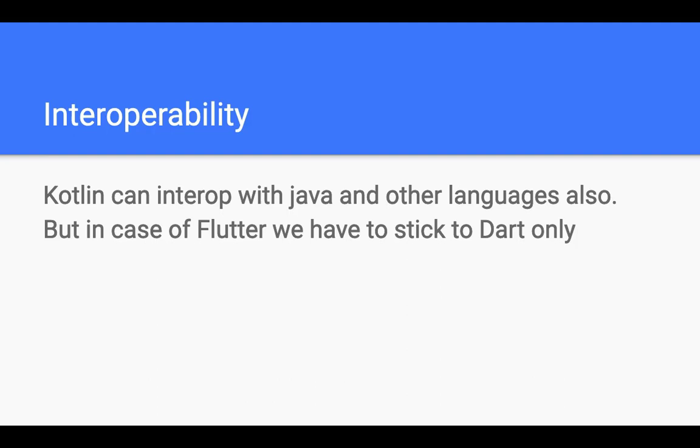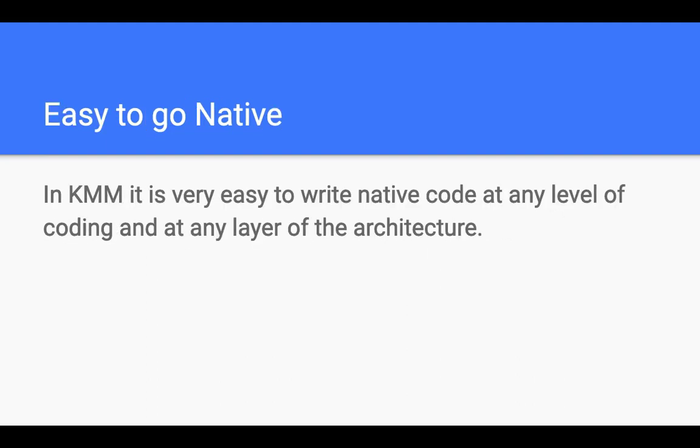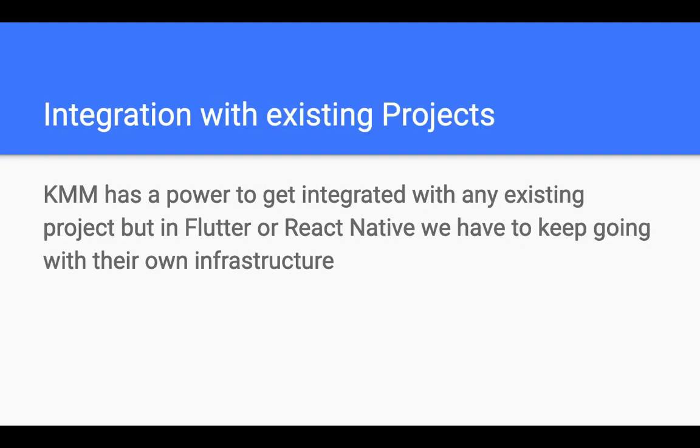Interoperability: Kotlin can interoperate with Java and other languages, but in the case of Flutter, we have to stick with Dart only, and in the case of React Native, we have to stick with JavaScript. Easy to go native: the main feature of KMM is that we can write native code at any level of coding of any layer of architecture. Integration with existing projects: KMM has the power to get integrated with any existing project, but in the case of Flutter or React Native, we have to keep going with their own infrastructures.